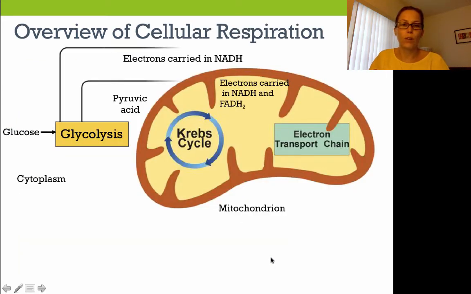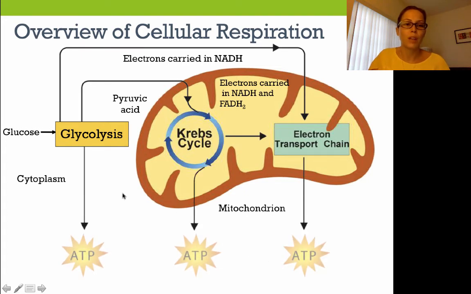So here's our overview of cellular respiration again. We see that glycolysis takes place in the cytoplasm. The Krebs cycle takes place in kind of that inner space here. The electron transport chain is going to take place in between the inner membrane and the intermembrane space here. Those electron carriers are going to fuel the electron transport chain to produce our maximum amount of ATP. And then we get small amounts of ATP from the Krebs cycle and glycolysis.